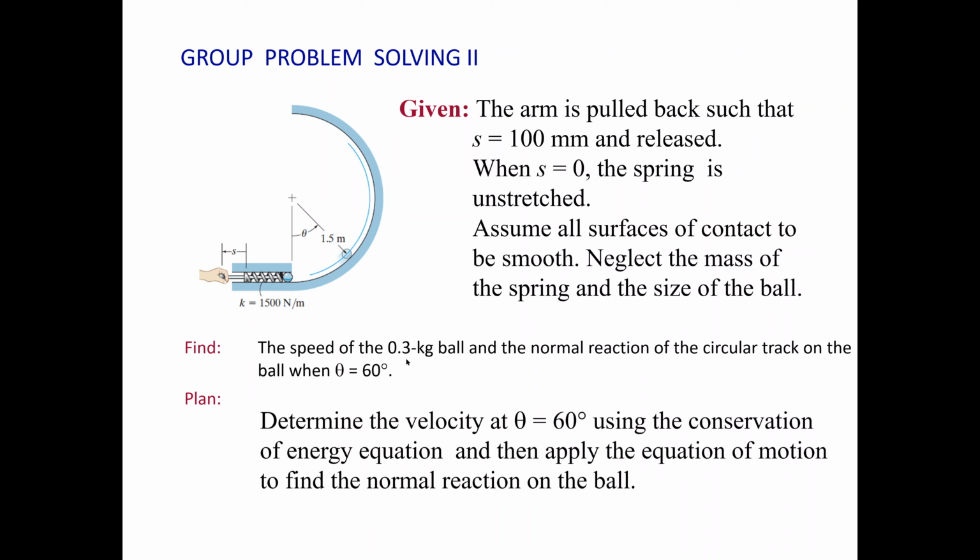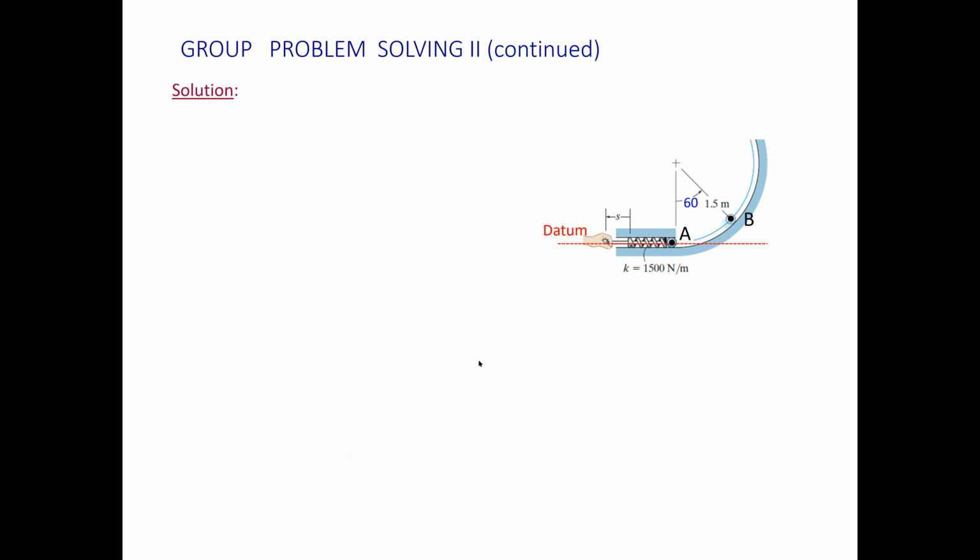Okay. So what are we doing? We're going to look for the speed of the ball and the normal reaction, or the normal force, when the ball's at 60 degrees, or the angle theta is at 60 degrees. So this looks like a similar problem to what we had previously done, and we're going to use the same things, except we need to look at this position a little bit differently. So we need to use conservation of energy and then the equation of motion. Okay, we'll do that.